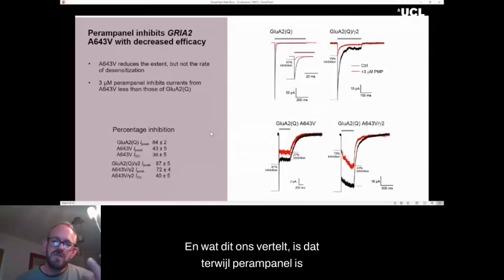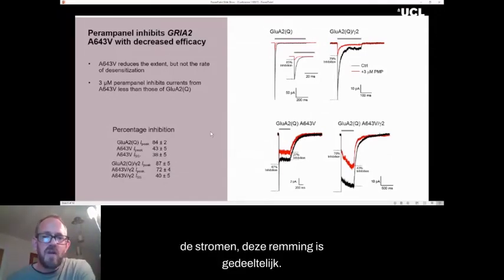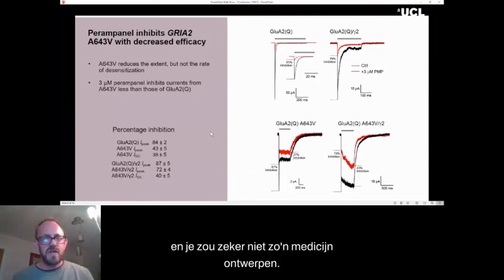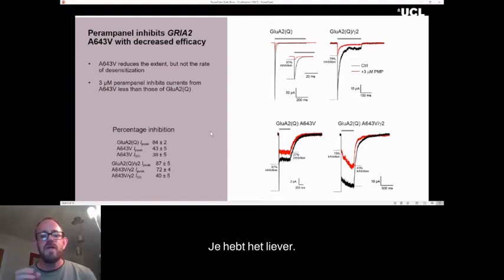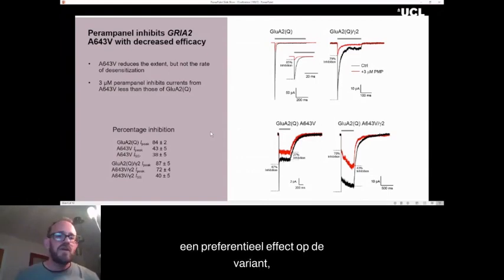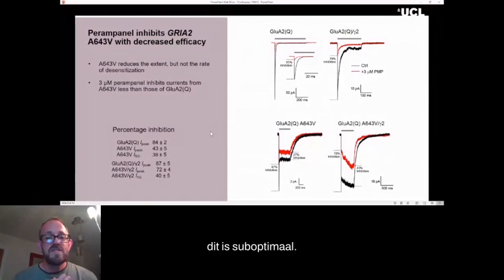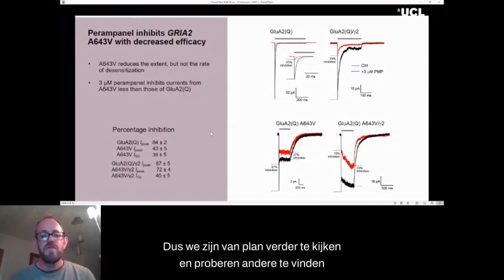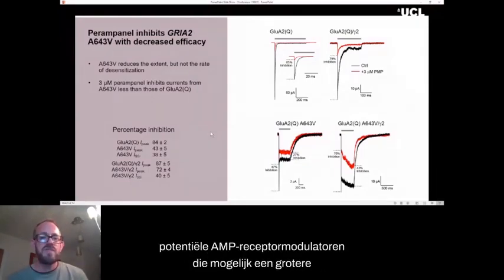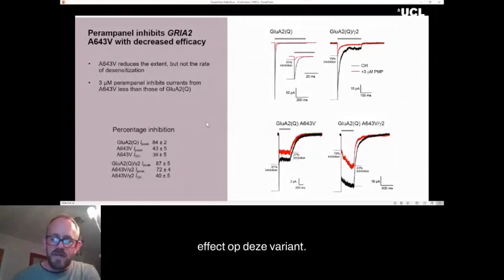And so what this tells us is that while perampanel is effective at inhibiting the currents, this inhibition is partial. And certainly you wouldn't design a drug like this. You would rather it have a preferential effect on the variant, as we heard earlier from Dr. Zhang talking about memantine and one of the GRIN variants. But this is suboptimal. So we intend to look further and try to find other potential AMPA receptor modulators that may have a greater effect on this variant.